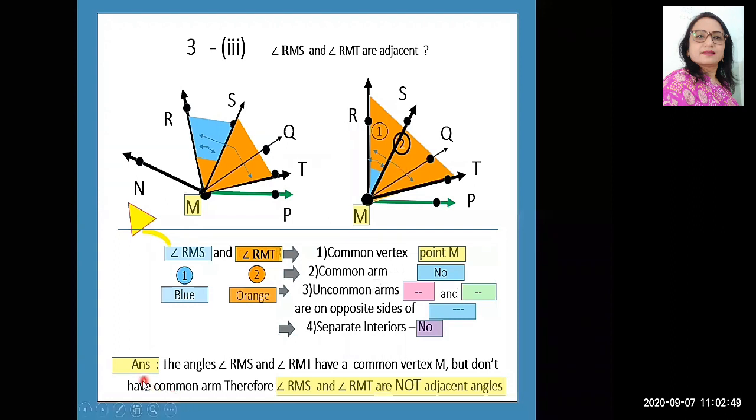So our answer is: angle RMS and angle RMT have a common vertex M, but don't have a common arm. Therefore, angle RMS and angle RMT are not adjacent angles. Understood, students? I hope you all have understood this concept of adjacent angles. Okay.